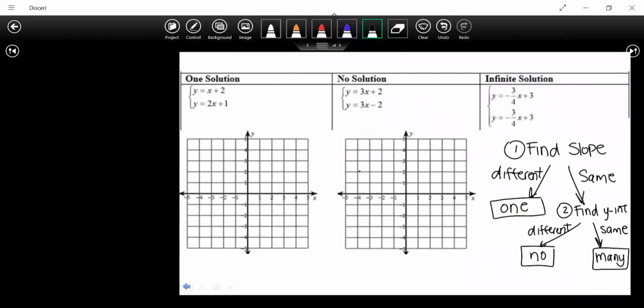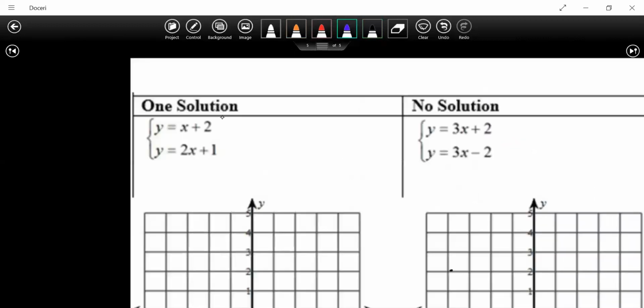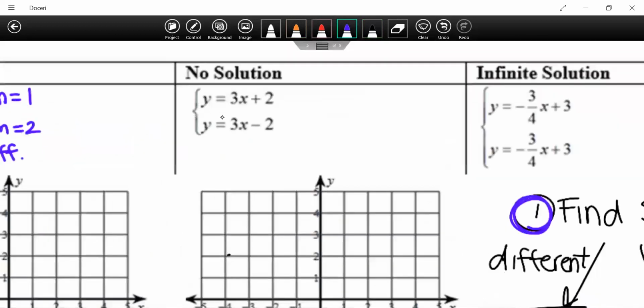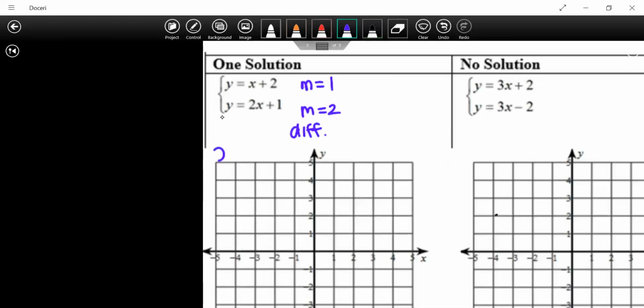We're still going to graph them, but we're going to identify the slope first. We want to see how many solutions we have. So I'm going to do my first one here. Starting out, I want to find the slope. So my slope for the first one, our slope for the top one, how about that? Our slope for the bottom? Are they the same or different? Different. So because these are different, how many solutions do we have? One. Done.